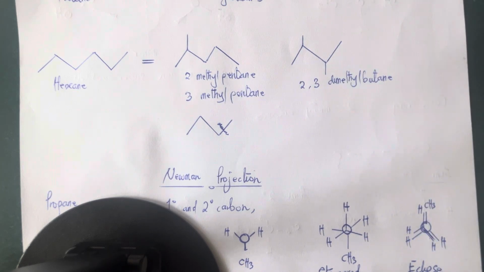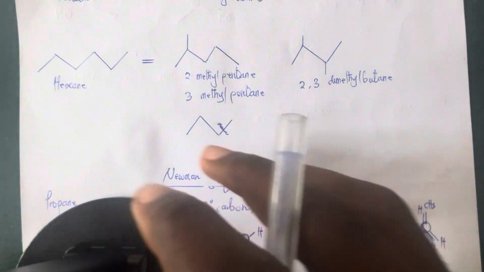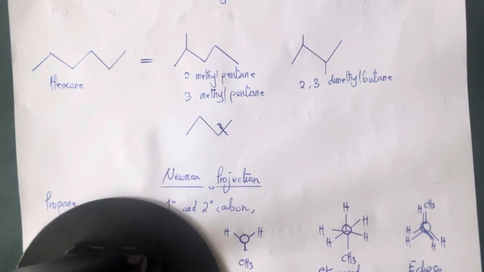Okay. Now let's move to Newman projection. When you're talking about Newman projection, it's just a way of drawing organic compounds in 3D, viewing from specific angles of the carbon in the organic compound.